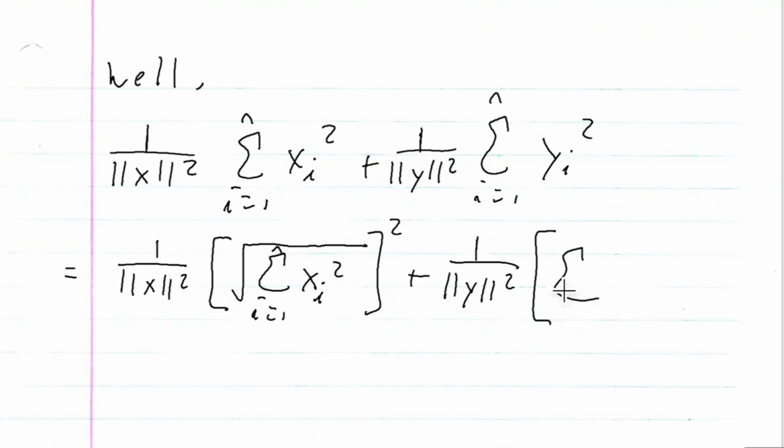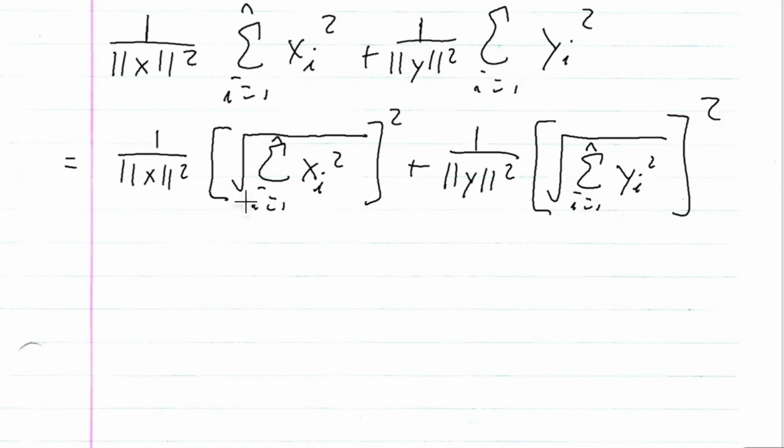So the square root of the sum from 1 to n of y sub i squared, squared. The reason I did that is because the square root of the sum from 1 to n of x sub i squared is the norm of x, and the same thing for this: this is the norm of y.